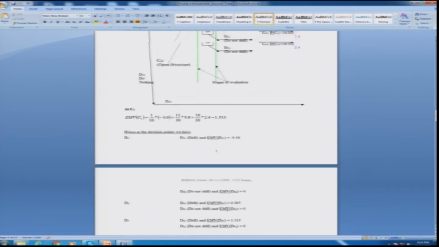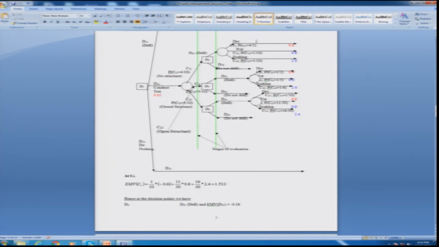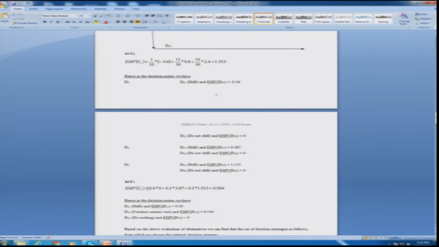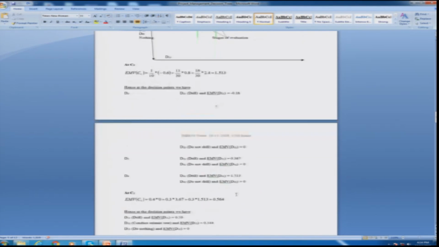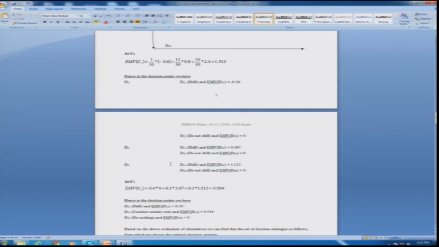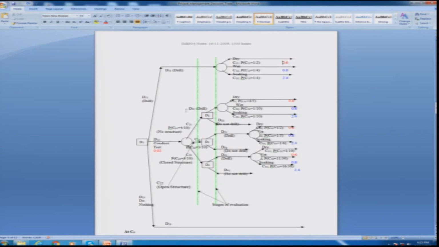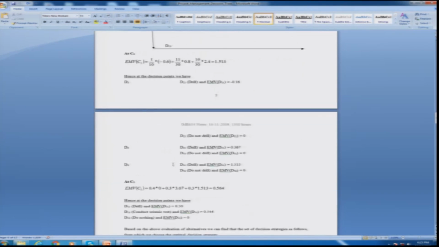Now, if I want to find the values at this point, what do I have? This whole value is 0, 0 multiplied by the probability 4 by 10. This arm had a positive value, what was it? 0.367, multiplied by the probability 30%, and 1.513 multiplied by its probability, giving 0.564. Hence, again I compare 0.564 with the value already found out here, which was 0. So, you compare them and find out the values accordingly.